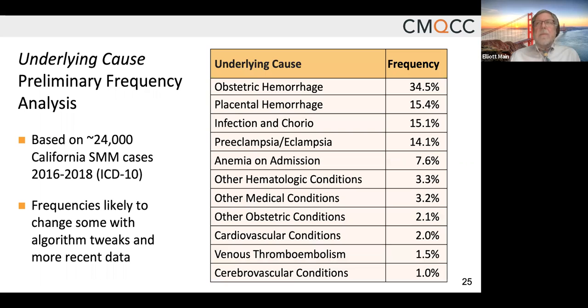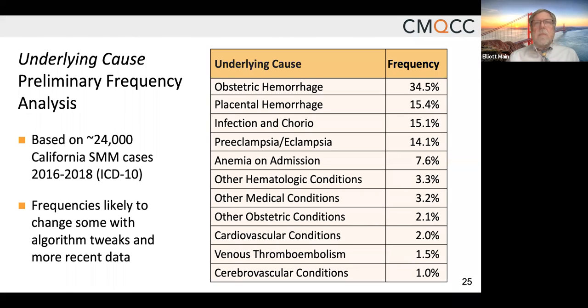These are some of what we found. So we showed you earlier the proportion of cases that were SMM. This is the proportion of cases that have the underlying cause for SMM. And what you see at the outset, and this is based on ICD-10 data from about 24,000 cases of SMM in California, is that about half of all SMM is related to hemorrhage. Should not be a surprise for those in the audience. So between obstetric and placenta hemorrhage, that's 50%.